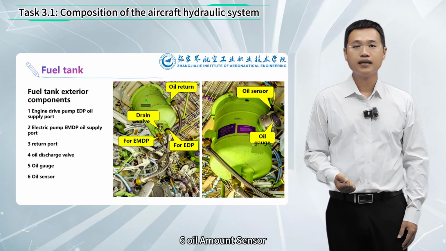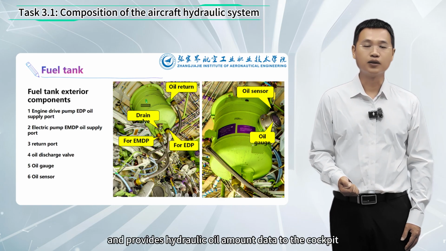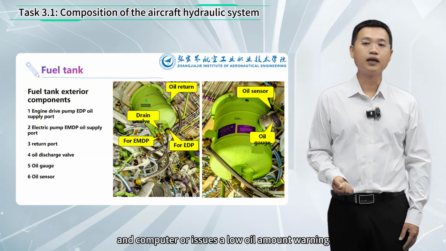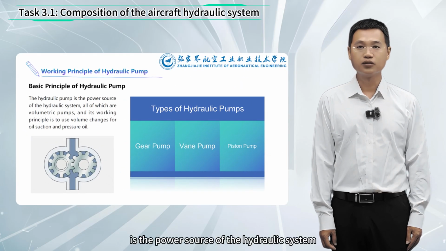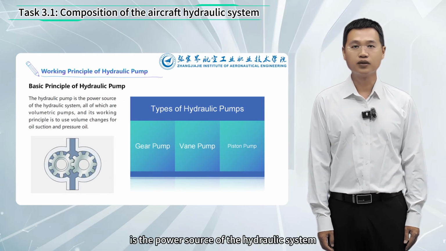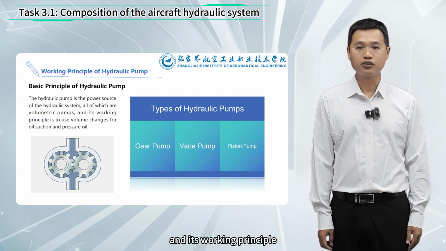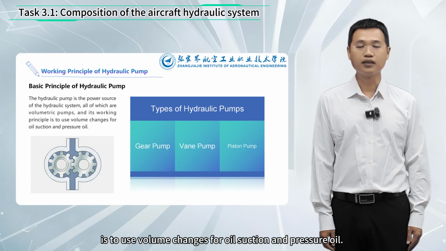Oil amount sensor. Detects the amount of hydraulic oil in the hydraulic oil tank and provides hydraulic oil quantity data to the cockpit and computer, or issues a low oil amount warning. The hydraulic pump is the power source of the hydraulic system, all of which are volumetric pumps, and its working principle is to use volume changes for oil suction and pressure oil.